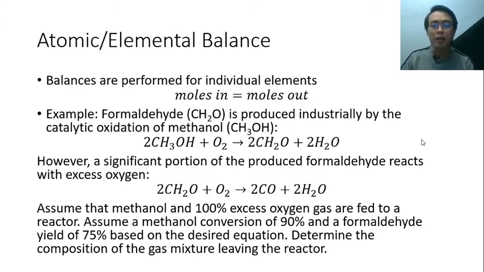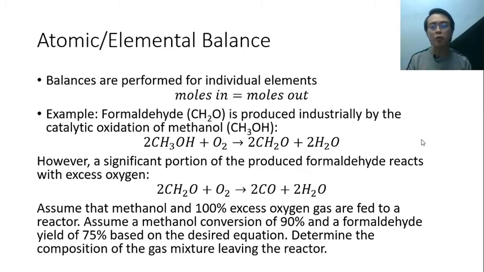In the atomic balance method, balances are performed for individual elements instead of individual compounds. So let's say, for example, if you take a look at the example below, take a look at the chemical equation. That's methanol, CH3OH, plus oxygen yields CH2O plus H2O. If we were to perform the species balance method, you need to perform 4 balances. That is for methanol, for oxygen, for CH2O, and for H2O.